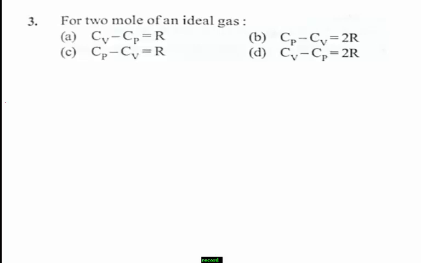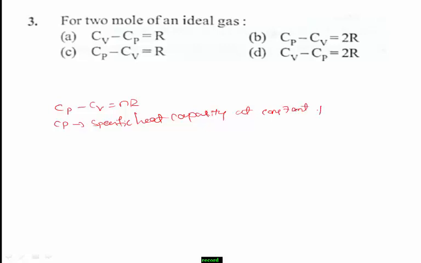Students, according to thermodynamics, you know Cp minus Cv equal to nR. Here Cp is the specific heat capacity at constant pressure, right? And what is Cv? Specific heat capacity at constant volume. And n here is the number of moles. R, you know, is the universal gas constant.